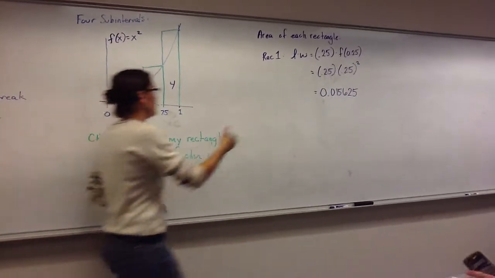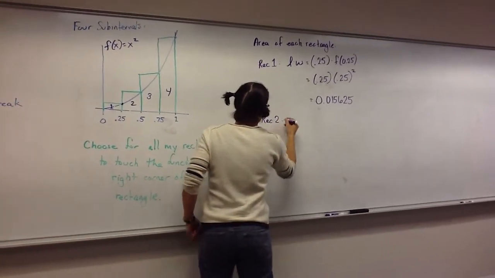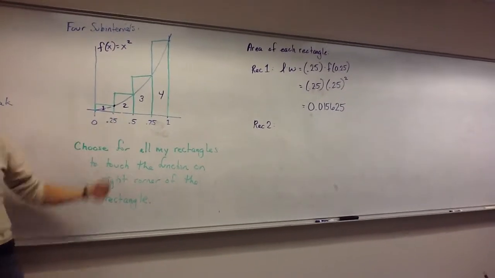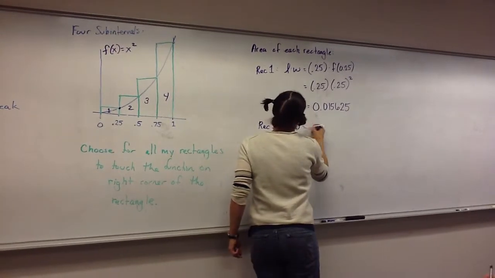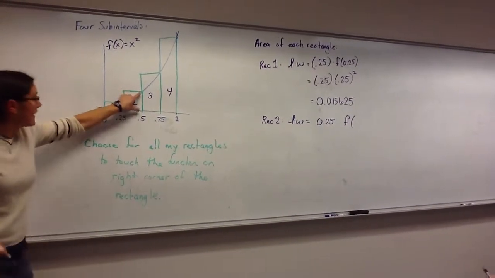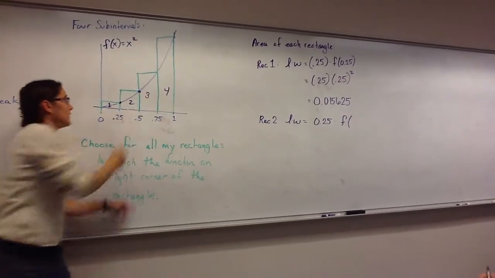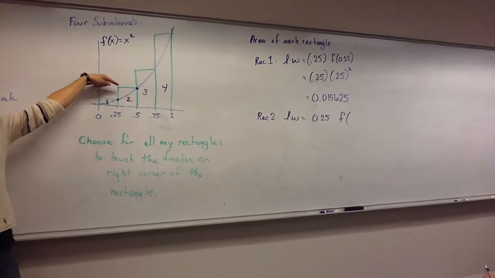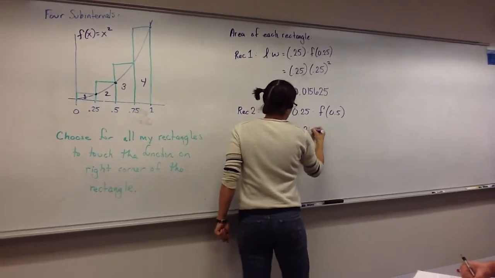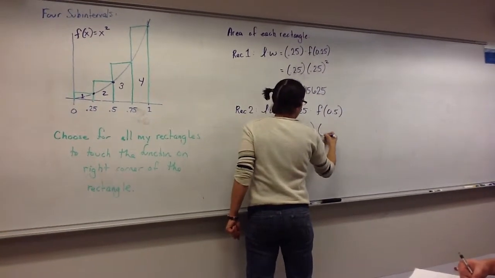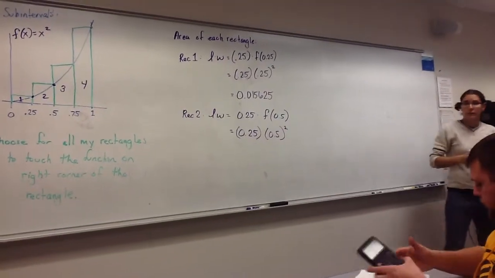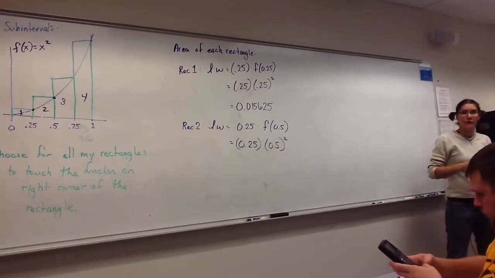Okay, so for rectangle 2, our length of our base is the same. The width is still 0.25. And the height of this rectangle depends on this upper right-hand corner, which lives on the function when x is equal to 0.5. So we've got f of 0.5. So our numbers will be 0.25 times 0.5 squared.